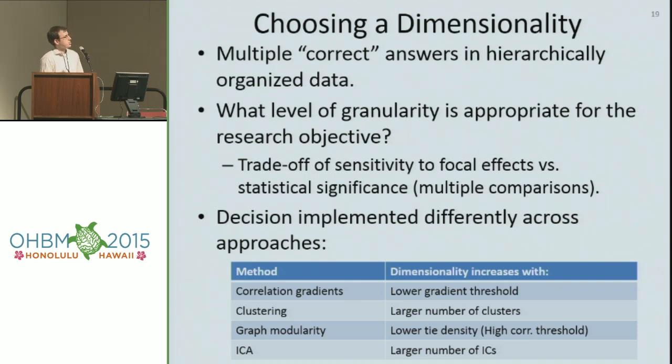So how we implement the decision of choosing a dimensionality manifests differently depending on the method we're using. If we're looking at correlation gradients, then using a low gradient threshold, meaning getting lots of boundaries, would give you a high dimensional solution, many parcels. It's much more intuitive with the clustering algorithm. You just ask for more clusters. Same with ICA. You can simply specify increased number of components. And in graph modularity, this comes out as asking for a lower tie density, using a higher correlation threshold when building your graph.